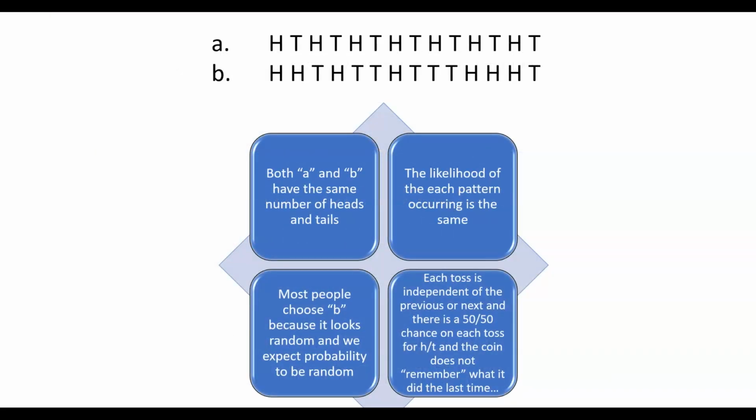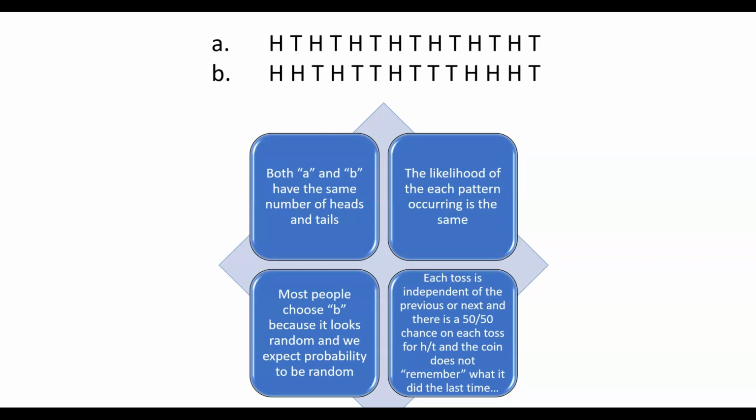The truth is, both A and B have the same number of heads and tails. The likelihood of each pattern occurring is the same. And actually, you could calculate the factorial, depending on the number of flips you do. If you flip the coin enough times, you're going to get every possible pattern. As I said, most people choose B because it looks random and we expect nature to be random.